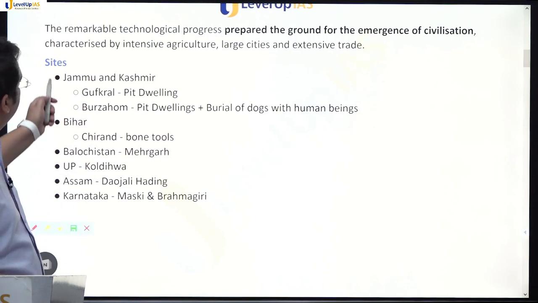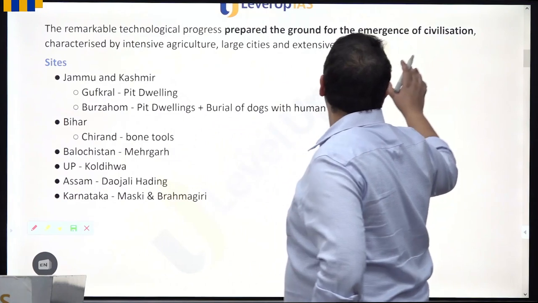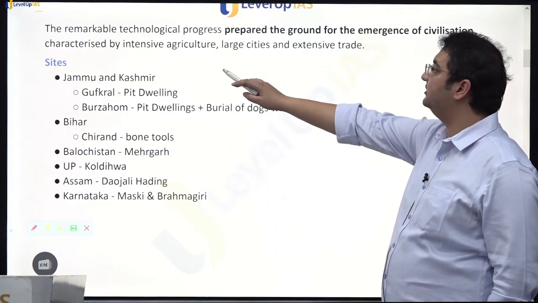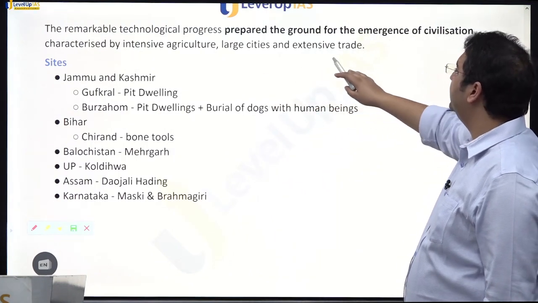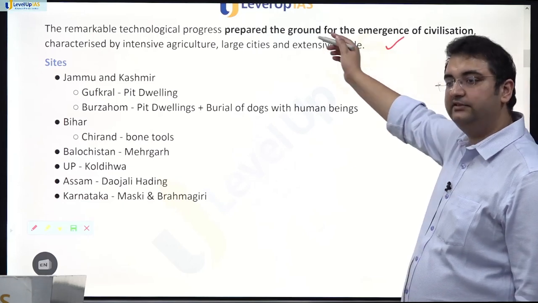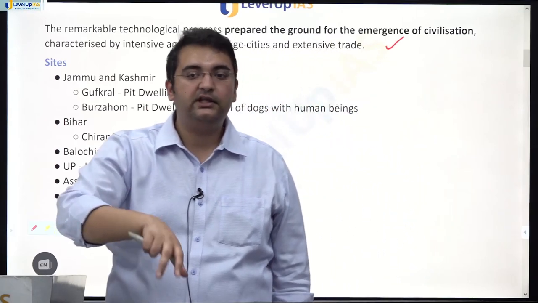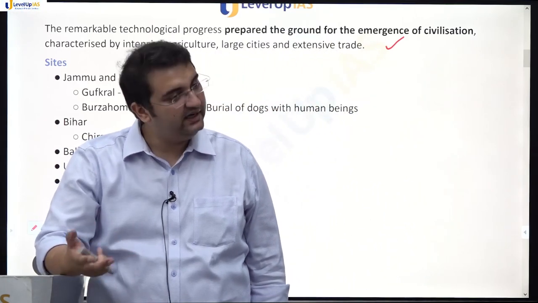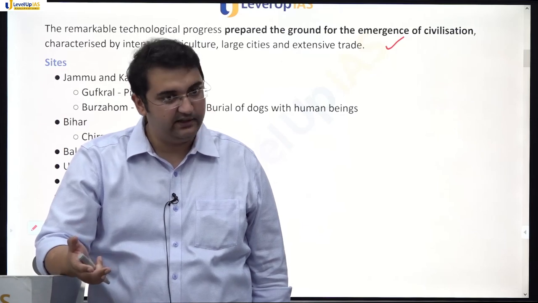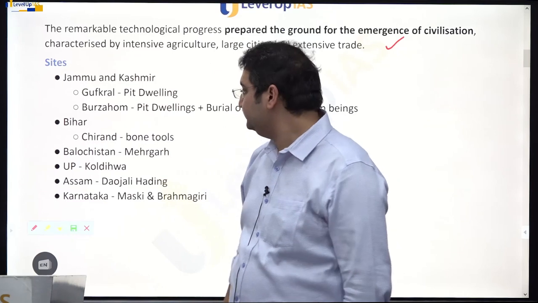Now, the remarkable technological progress prepared the ground for the emergence of civilization characterized by intensive agriculture, large cities, and extensive trade. So it was the Neolithic age which established the platform for the future stages of human development, material development, right? Because of the emergence of such trade networks.